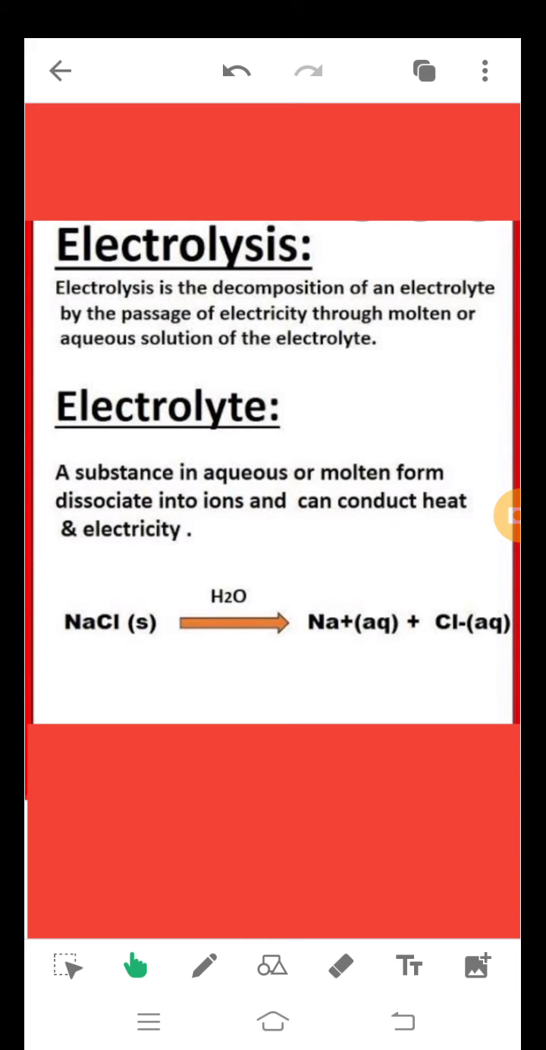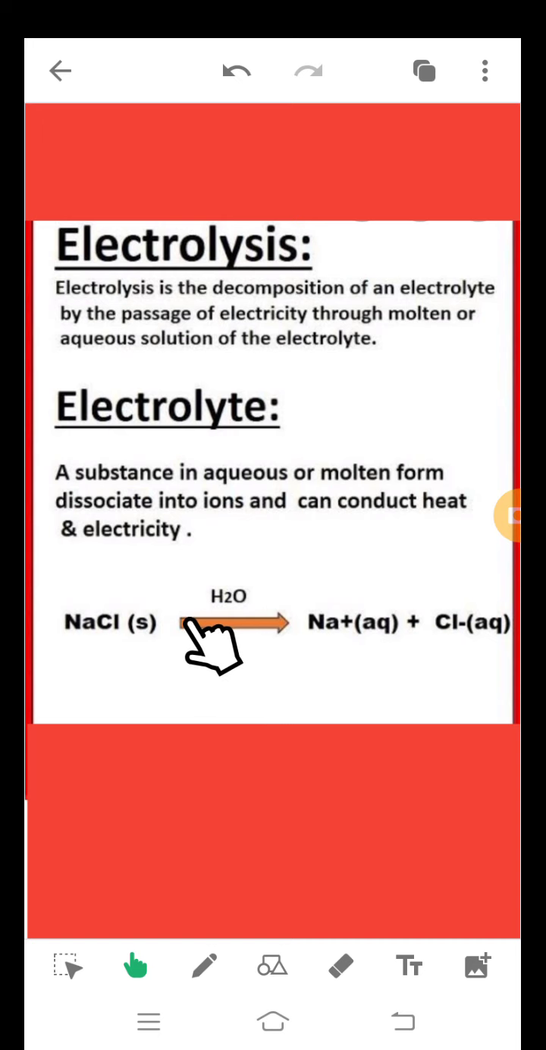Electrolysis is the decomposition of an electrolyte by the passage of electricity through molten or aqueous solution of the electrolyte, whereas a substance in aqueous solution or molten form that dissociates into ions and can conduct heat and electricity is called an electrolyte.